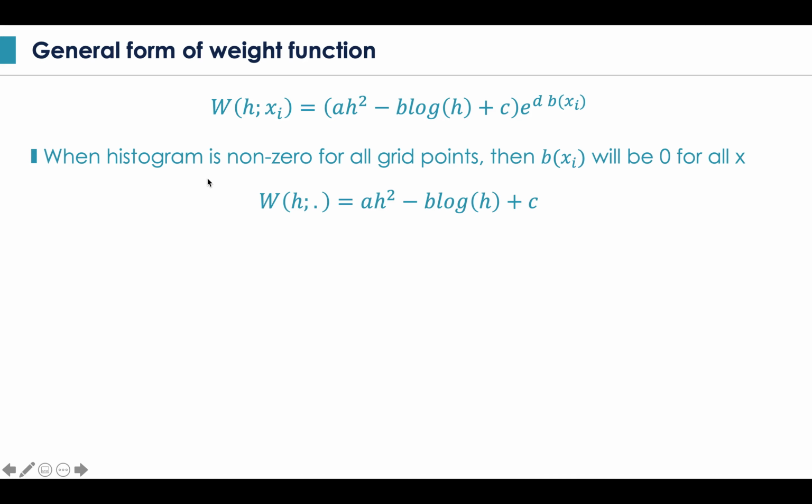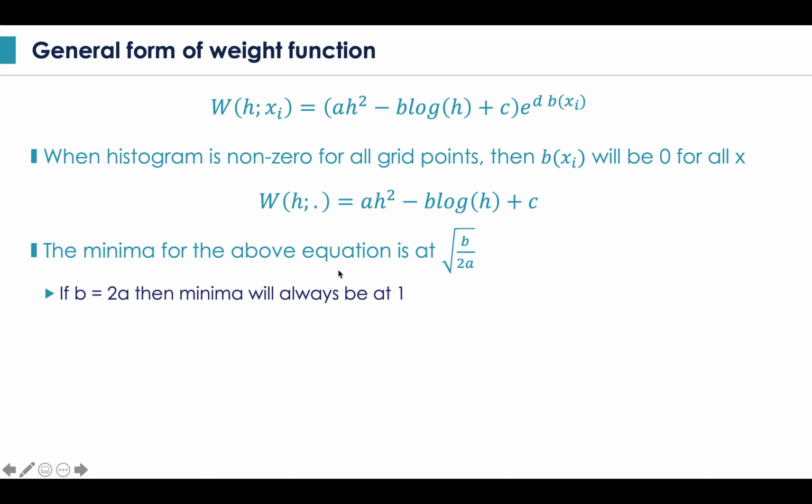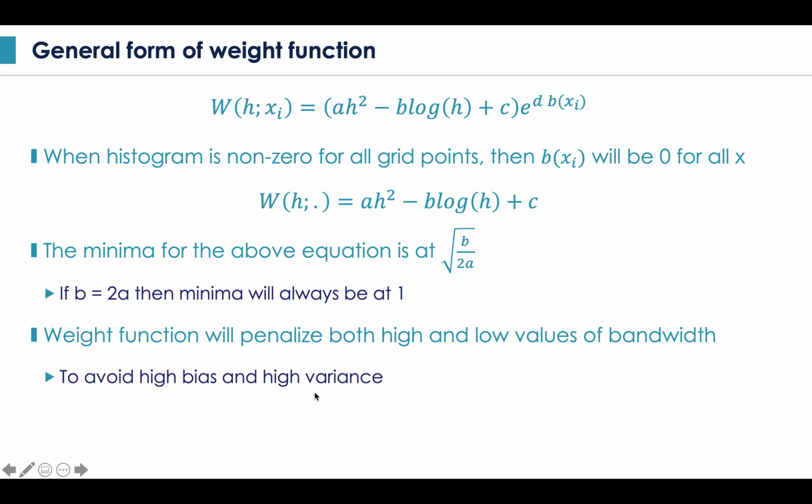So if the histogram doesn't have any empty bins, then bxi will be 0 for all values of x. So we'll get a simple form as just a h square minus b log h plus c. This equation has a minima at root of b by 2a. So if we use b equal to 2a, then the minima will always be at 1. This is a desirable value. We can look later at how it helps. But what we want is that the weight function should penalize both high and low values of bandwidth, so as to avoid the high bias and high variance scenarios that we discussed earlier.